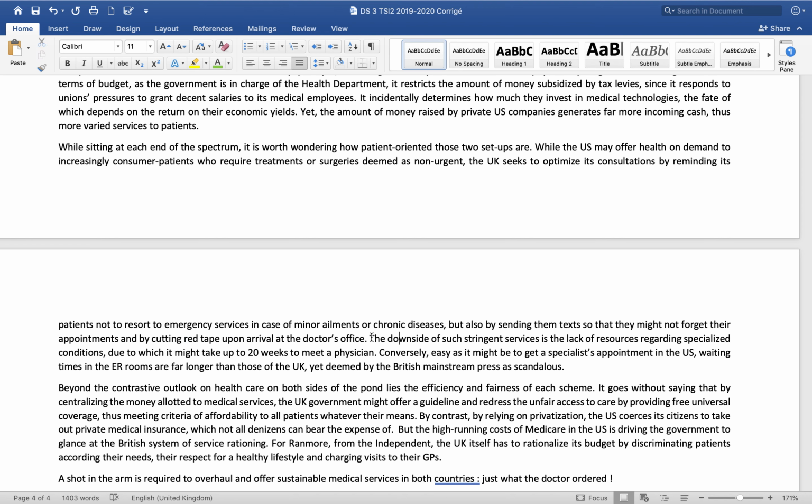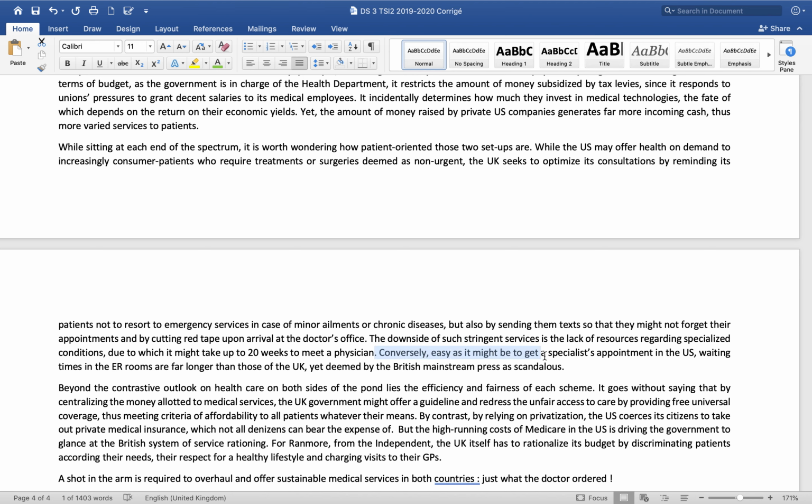The downside of such stringent, means strict, the downside of such stringent services, so I'm still talking obviously about the UK, is the lack of resources regarding specialized conditions, due to which, or because of which, it might take up to 20 weeks to meet a physician. So obviously this system, if we compare it to the US, is less user-friendly, because if you suffer from a specialized condition, then you don't see specialists very fast.